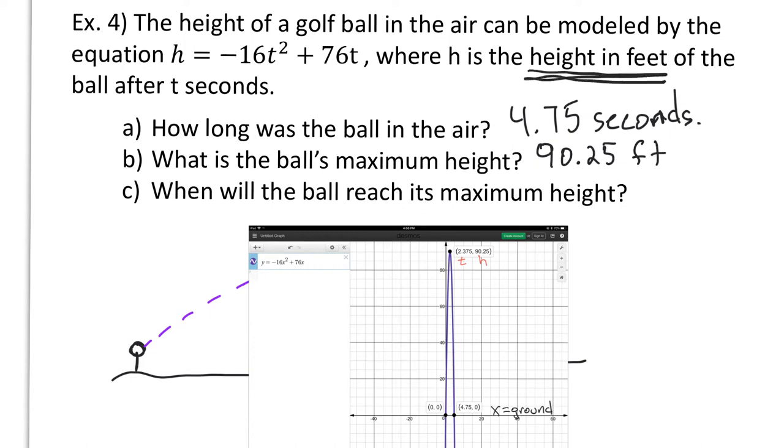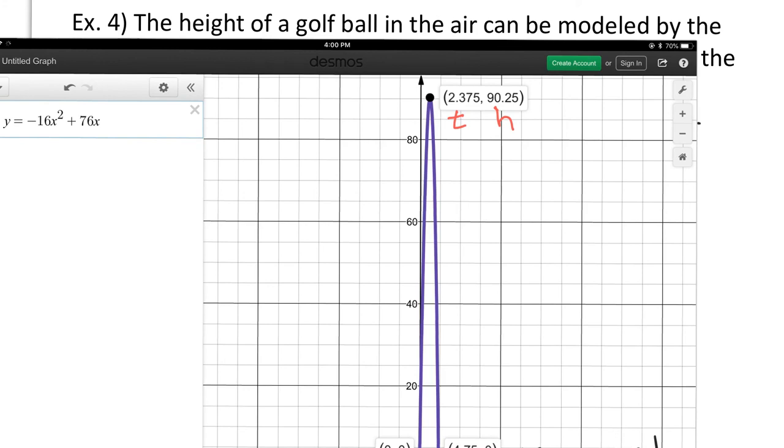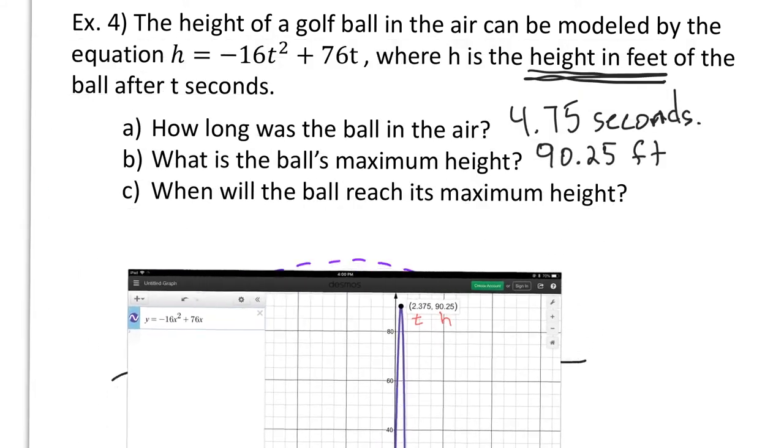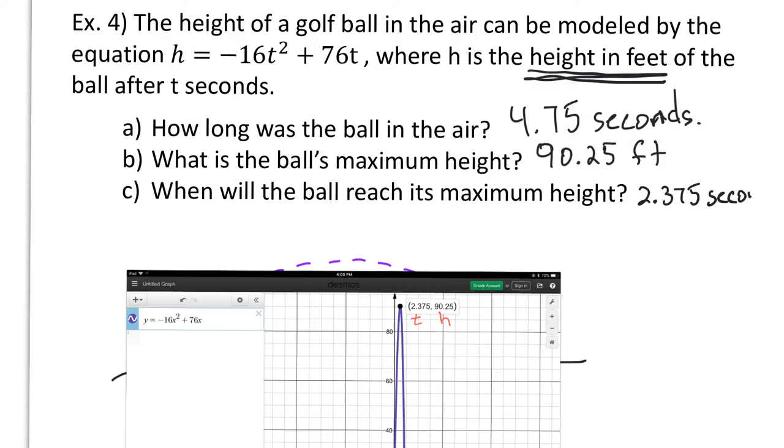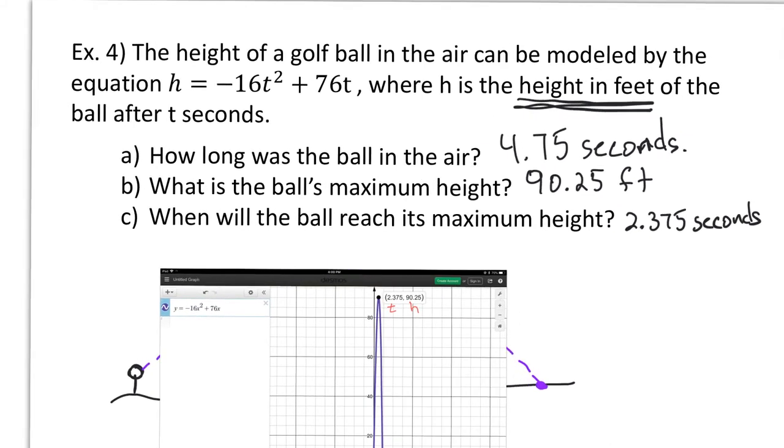So we have 90.25. When would the ball reach its maximum height? So let's go back to that graph here. And the maximum height, well, we know that the maximum is this one. That's when it hits the maximum and then it came down. And this represents the time it took to get to this height. So 2.375 seconds. So let's write that down for part C. So we have 2.375 seconds.